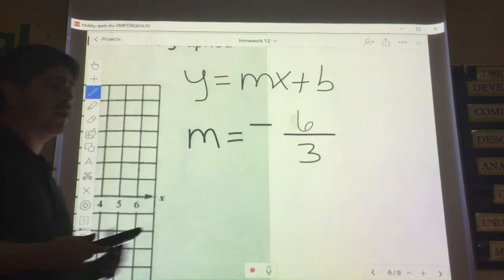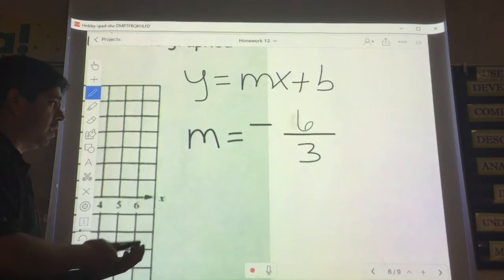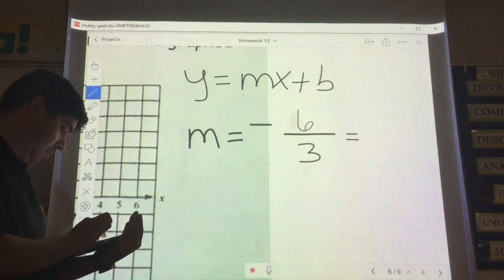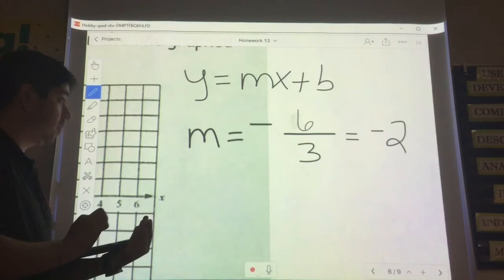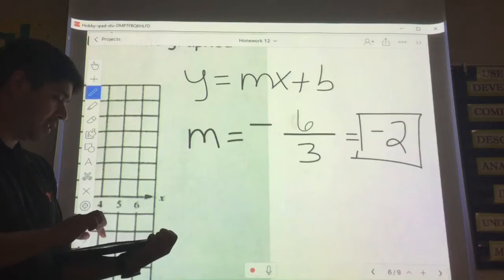So negative 6 over 3, we simplify that. We put that in our calculator. We find out that that's going to simplify down. And it simplifies down to negative 2. So there's my slope.